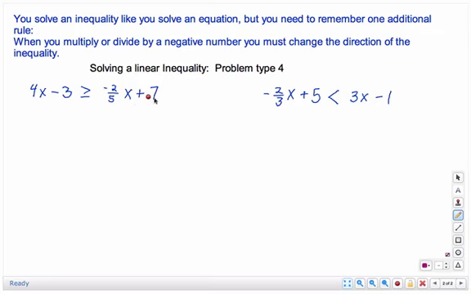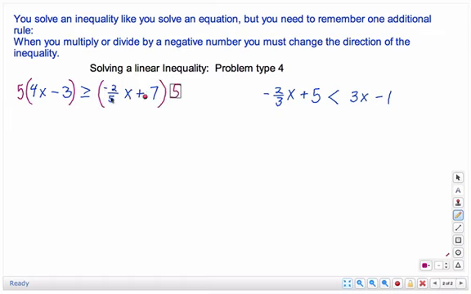One of the things you want to remember is when you have fractions in your equations or inequalities, you're going to solve them the same way. What I suggest you do is get rid of the fractions by multiplying both sides by the common denominator. You only have one denominator here, so that makes it easy. Your denominator is 5, so you're going to multiply both sides of the inequality by 5.